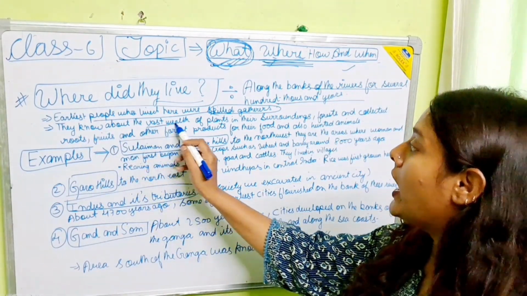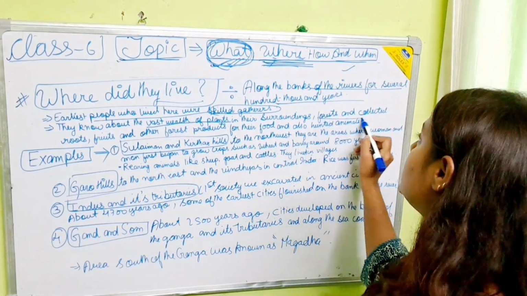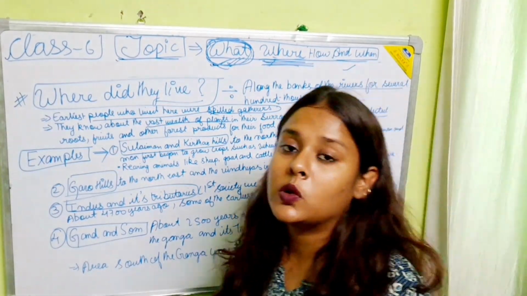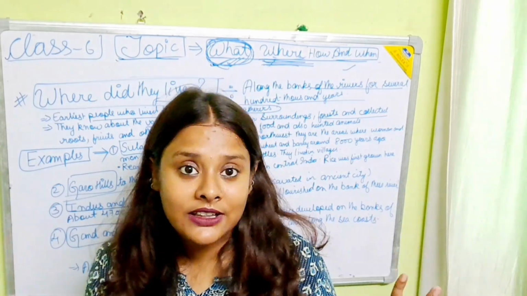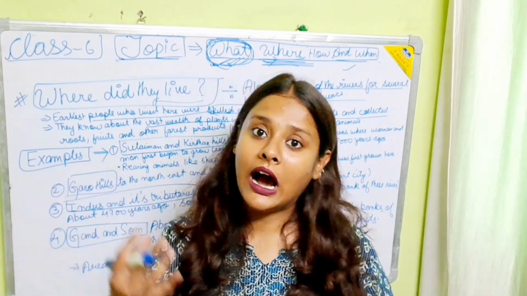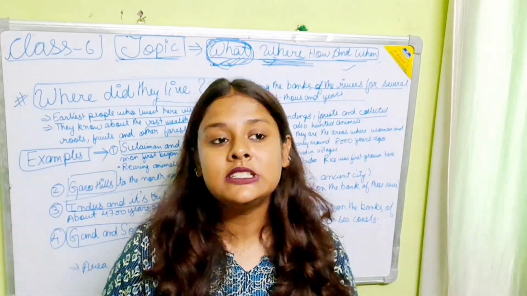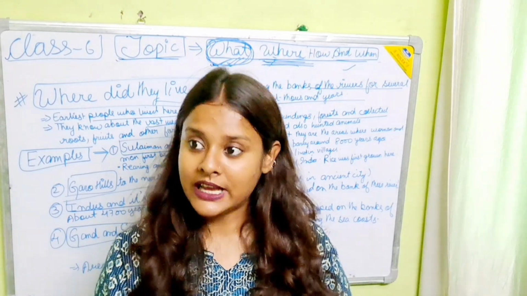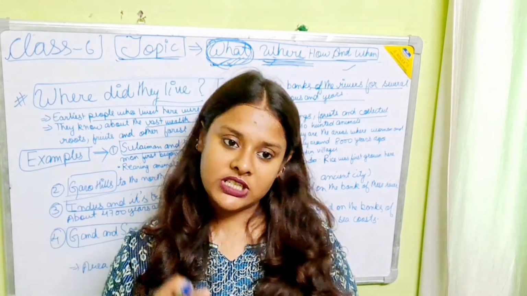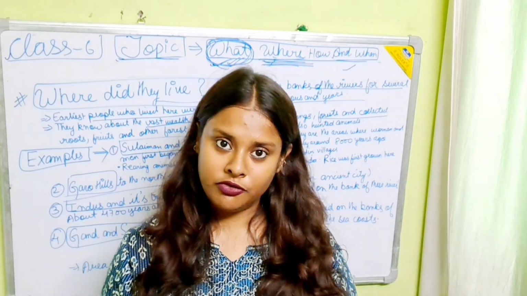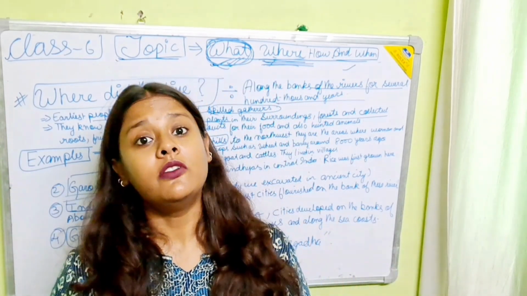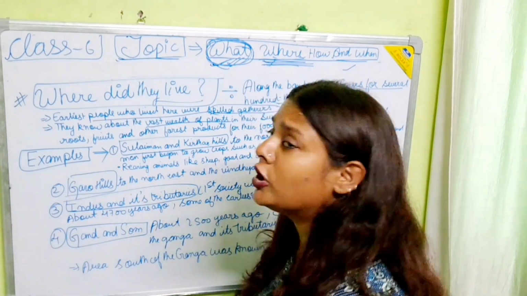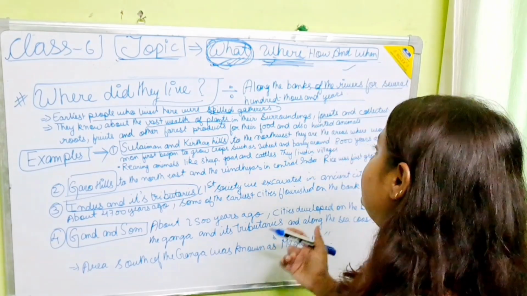Now they knew about the vast wealth of plants in their surroundings, the forest, and collected roots, fruits, and forest products for their food. And they also hunted animals. What do hunter-gatherers do? They hunt animals and they collect the food products present in their surroundings which will be beneficial for them. So they just hunt and gather them and eat for their survival. But they were very well aware of their wealth, and how helpful or beneficial it would be for them.